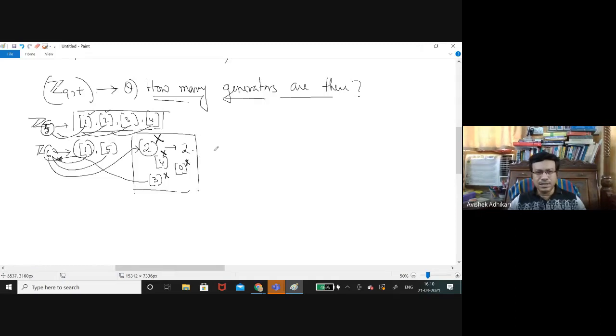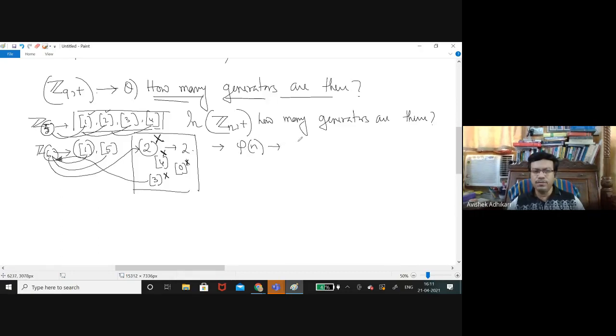So the question is, if I ask you this question in a general format, whose proof I will do maybe after a few classes, that in Zn, how many generators are there? In one sentence, this is phi of n, where phi is the Euler phi function.